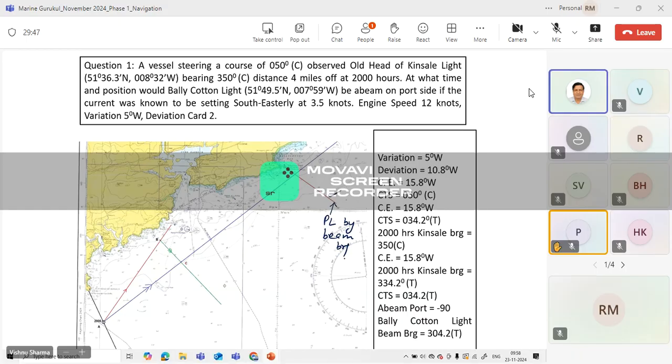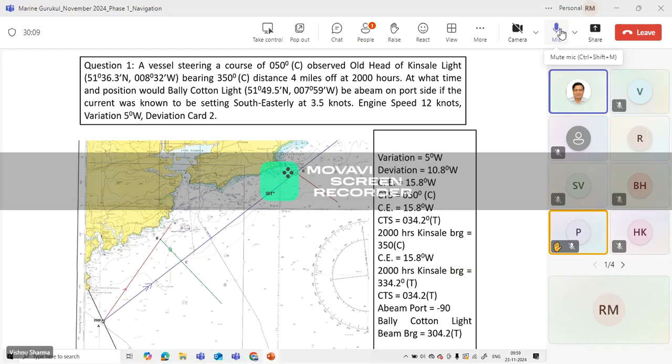Yes, sir. Correct. And you have already agreed with me that vessel will be somewhere on this blue line also. That is the CMG line. So where would the ship be when Belly Cotton is a beam? The vessel would be here when Belly Cotton is a beam. Am I right, guys? Yes, sir. Correct. Okay. So position D is the position where Belly Cotton will be a beam on the port side.